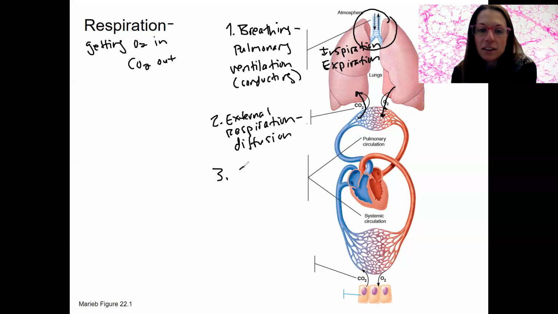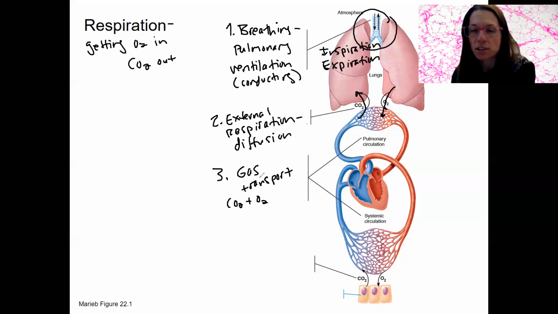Number 3, gas transport. What does this gas transport? Is the circulatory system, right? So the cardiovascular system is actually part of respiration. Gases, which gases, but CO2 and O2, are carried in the bloodstream throughout circulation. We will look at this next week, this process in detail, how these gases get loaded onto red blood cells, or sometimes they're carried in the plasma.